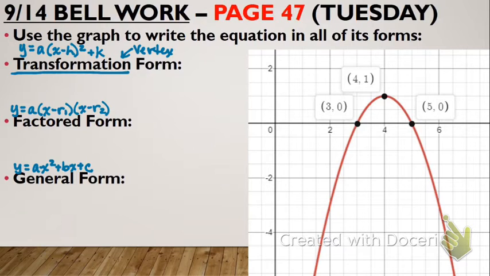What feature on the graph do I want to look for to help me write my transformation form? Vertex. So where is my vertex? 4, 1. Here's my vertex. Is that vertex a maximum or a minimum? That is a maximum.